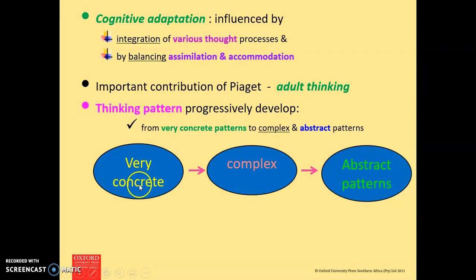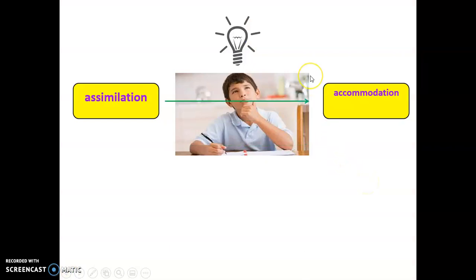So very concrete is very clear cut. You can see, you can differentiate. Complex becomes a little bit blurry. You may not know because of complex interactions between many different things. Abstract is even more obscure. That means it's very difficult to determine because of the invisibility of the patterns.